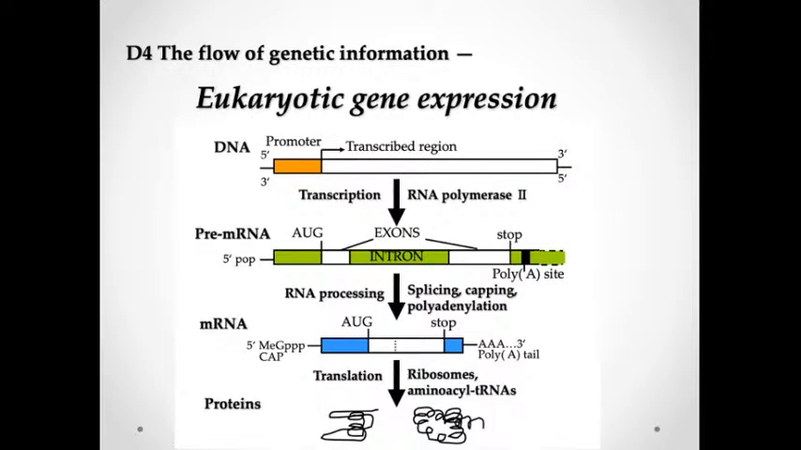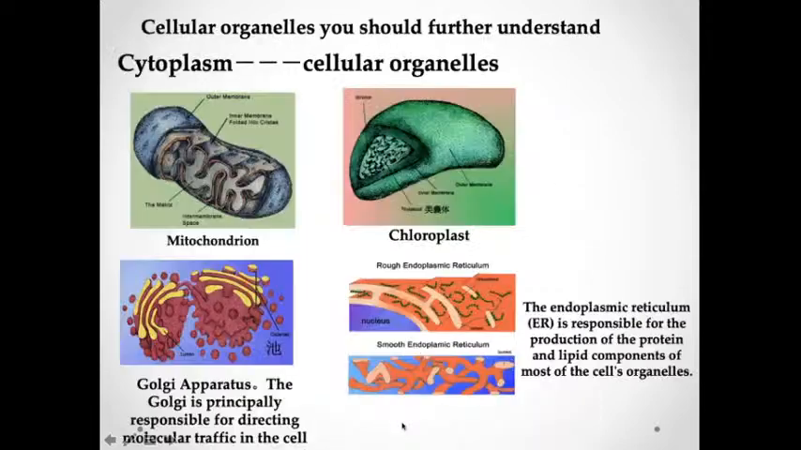In the case of eukaryotic gene expression, with the help of RNA polymerase, first you have your exons and introns. Splicing is done, RNA processing is done to remove the introns, and only the exons are left. Then they make a poly A tail. Then translation happens in the presence of ribosomes and tRNA, and a protein is produced in that case.